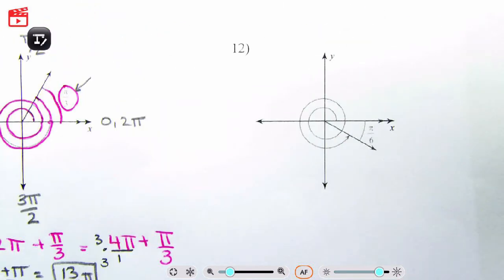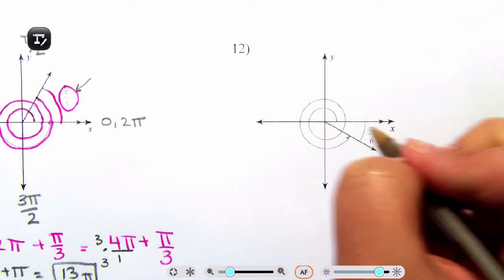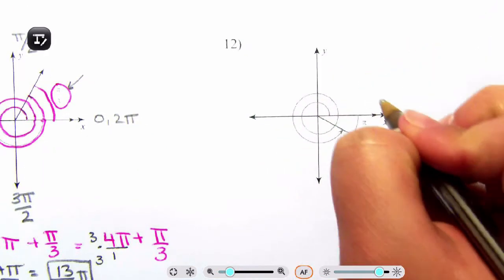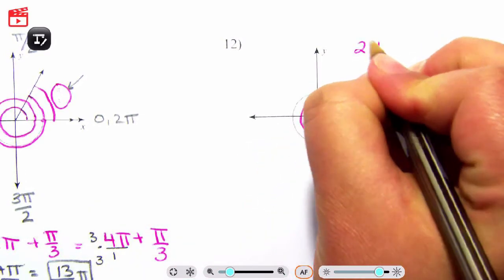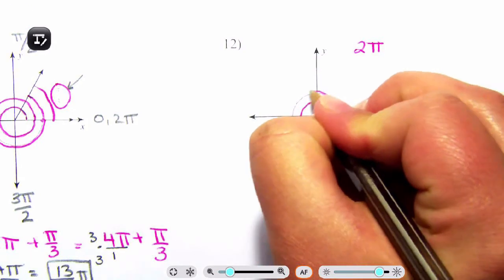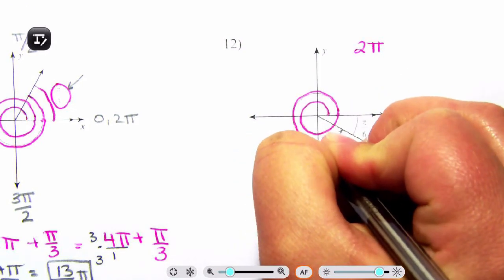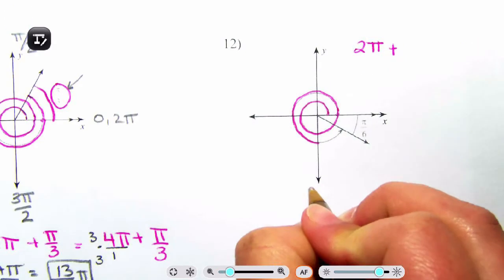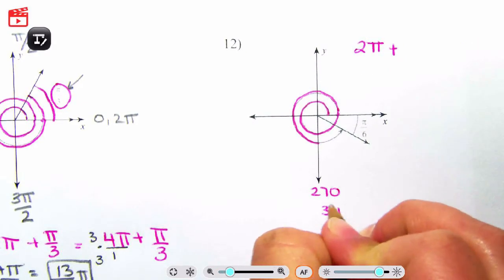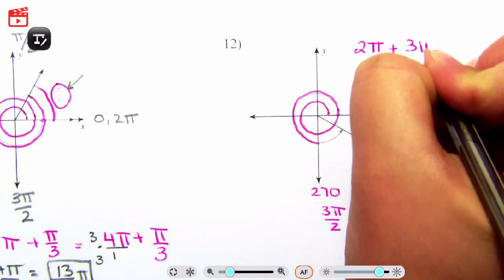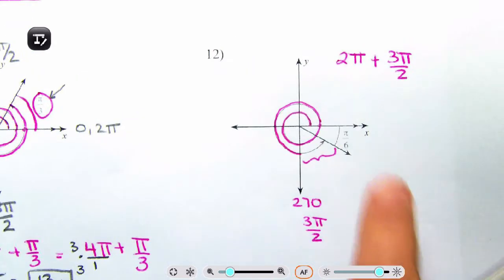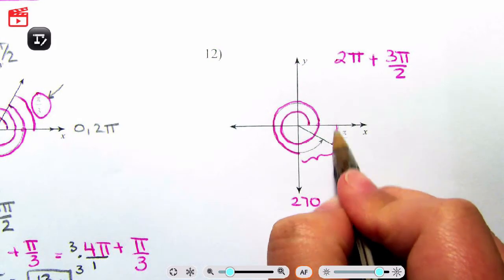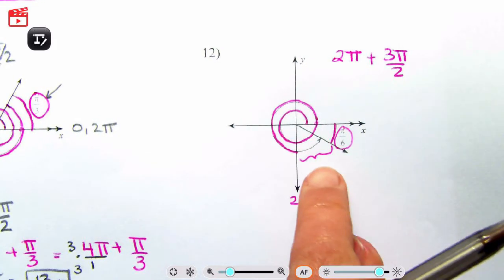Moving on to number 12. Number 12, we are going counterclockwise, so we're going this direction, so it's going to be positive. And again, how many rotations? This is one full rotation, so this is 2 pi. Starting at my initial again, this is almost but not quite. So this here is 270 degrees, or in other words, 3 pi halves. So I'm adding a 3 pi halves. And then I need to figure out what this angle measure is. We know that this little piece is pi sixths, so I need to know what this piece is.